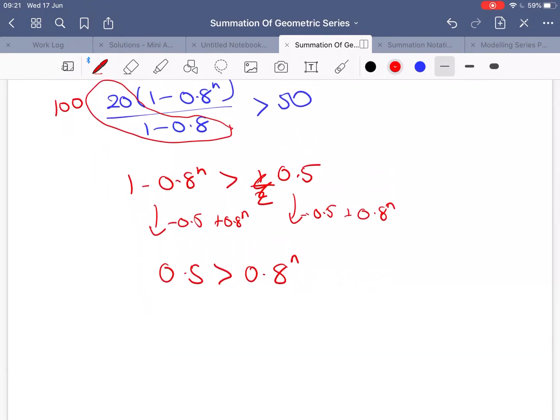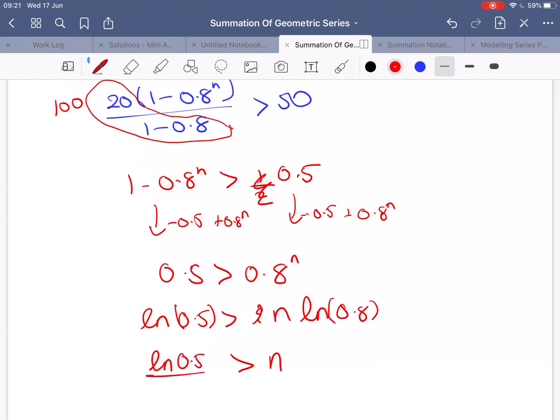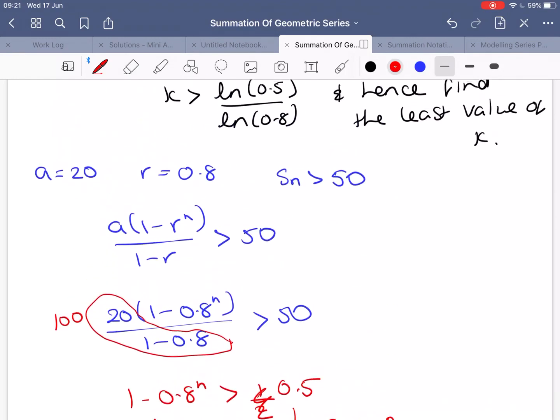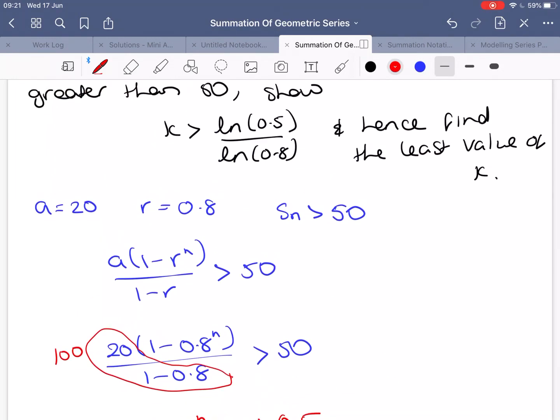This is one where you've got to take logarithms of both sides. So the natural logarithm of 0.5 is greater than n times the natural logarithm of 0.8. I hope we can do that this quick now, taking that power out from inside the argument. And so we have n is less than the natural logarithm of 0.5 over the natural logarithm of 0.8. And hopefully, I used the letter n instead of k, but they'll condone that.